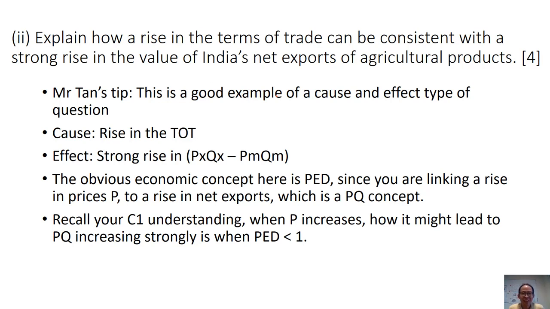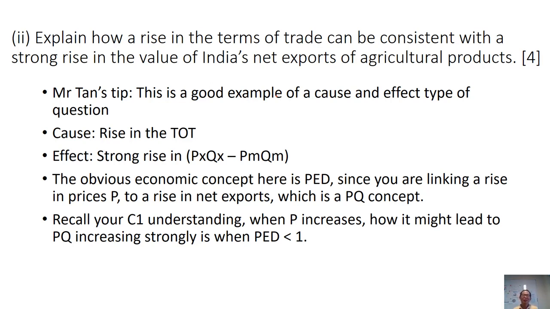Number 2, explain how a rise in the terms of trade can be consistent with a strong rise in the value of India's net exports of agriculture products. 4 marks. So this is a good example of a cause and effect type of question, where the cause is the rise in the terms of trade. The effect is a strong rise in the net exports, which I break down to PXQX minus PMQM.